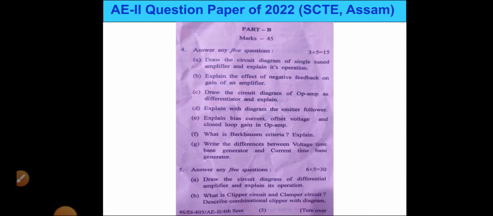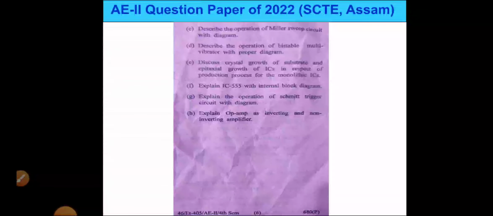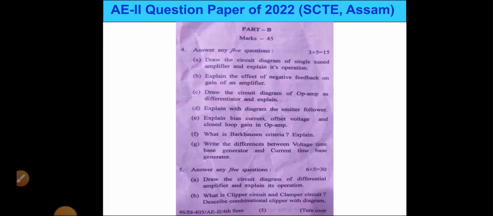So this is part B. There are 45 marks. Out of all these questions, students have to answer any 5 questions. In question number 4, we have to answer any 5, and it contains 3 marks each. And question number 5, any 5, here also 6 marks each. So 15 and 30 means a total of 45 marks.